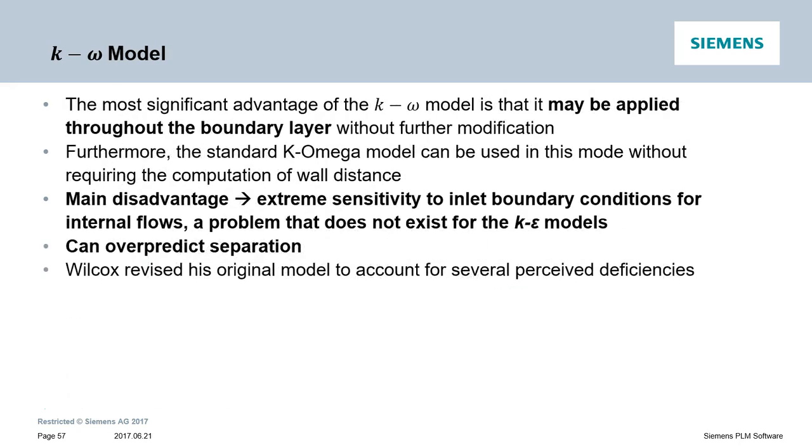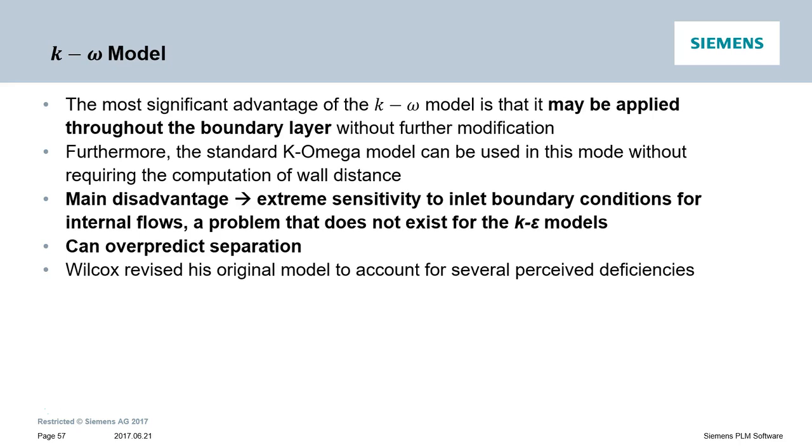The most significant advantage of K omega model is that now it can be integrated to the wall without further modification, and it achieves a higher accuracy for boundary layer flows with adverse pressure gradient. The standard model can be used in this mode without requiring computation of wall distance, which helps us a bit in reducing the computational cost.